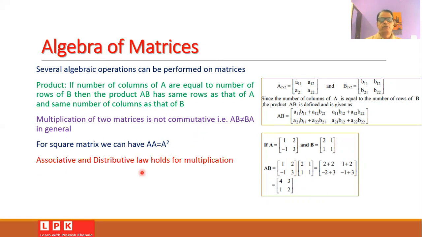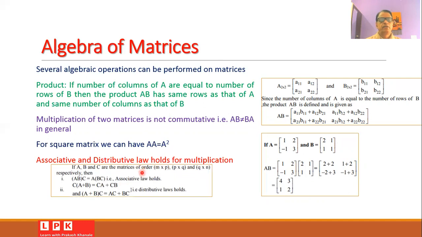Associative and distributive laws will hold for the multiplication. That is, if A, B, C are matrices of the order M by P, P by Q, and Q by N respectively, then we have the associative law. That is, AB into C is equal to A into BC, or C into A plus B is equal to CA plus CB, and A plus B into C is equal to AC plus BC. That is, the associative law and the distributive law will hold for the multiplication of matrices.